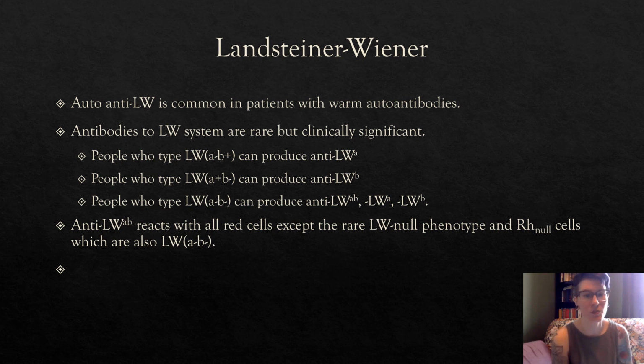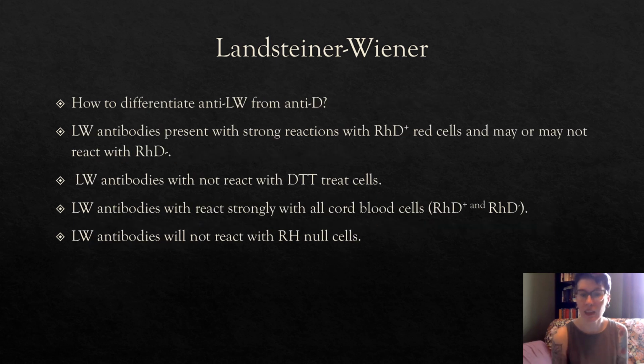Antibodies to the LW system are rare, but they are clinically significant. Anti-LW will often look like an anti-D when you're doing a panel. So how do we differentiate? The LW antibodies will react stronger with RhD positive cells, and they may not react with RhD negative cells. The antibodies will not react with DTT treated cells, and the antibodies will react very strong with all cord blood cells, D positive and D negative. They also will not react with Rh null cells.